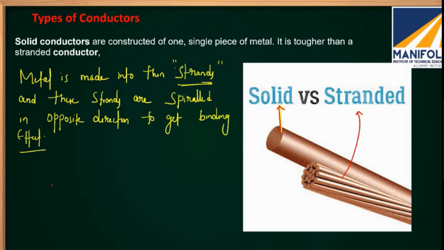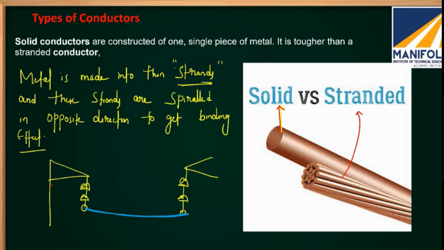Solid conductor has no flexibility. We cannot bend the solid conductor. It is very difficult to string between two towers. So this is one tower and this is say one more tower. Now it is very difficult for a solid conductor to hang between these two because it does not offer any flexibility, and there is a chance that because of the tension this may break. It will break at this point. Okay, so solid conductors are very difficult to hang.